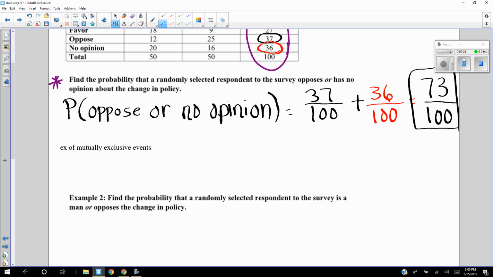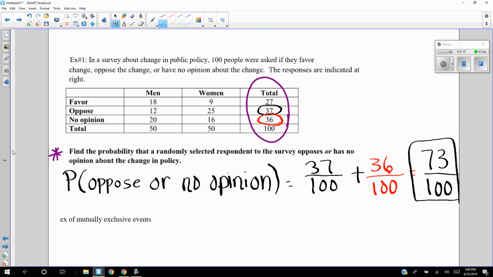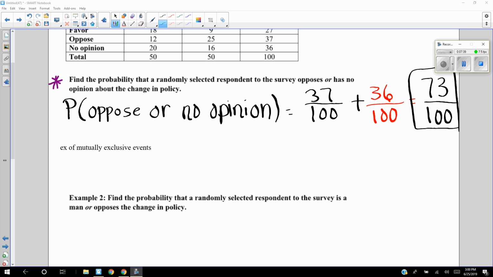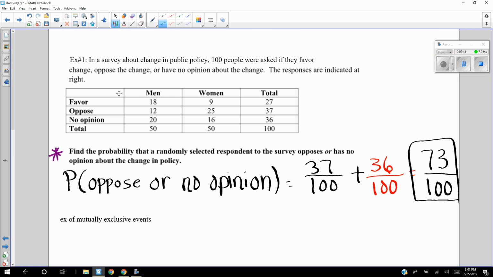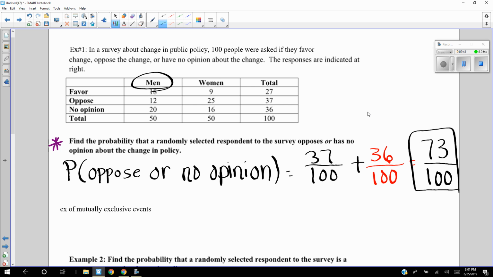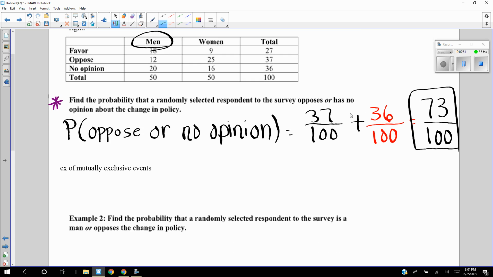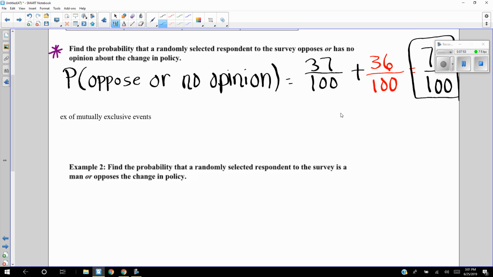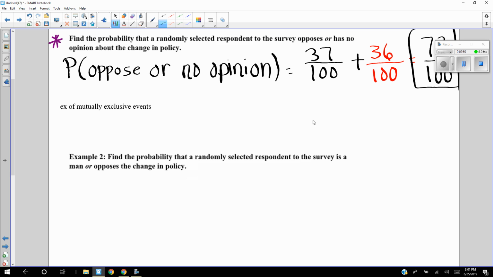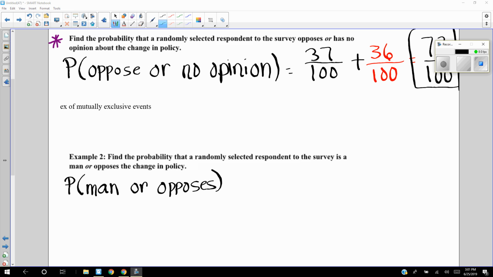Example 2, we want to find the probability that a randomly selected respondent to a survey is a man or opposes the change in policy. So that opens up the entire table here, since now we are talking about men, so we're focusing on gender. And first we want to determine, is this inclusive or mutually exclusive? The probability that a randomly selected respondent to a survey is a man or opposes change in policy. So I'm going to write out the problem like this.